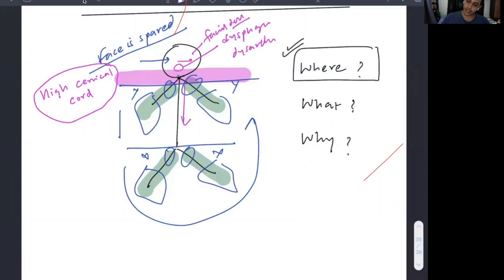So there, every part of the neuroanatomy can come with quadriparesis. Now this is tricky to know, but every part of the neuroanatomy can present with quadriparesis.